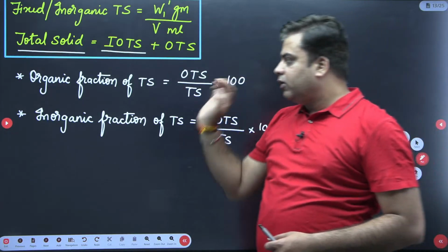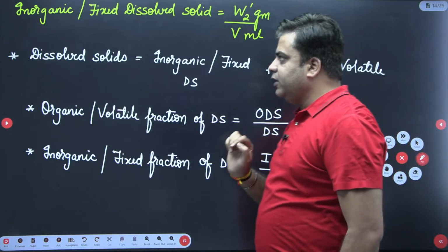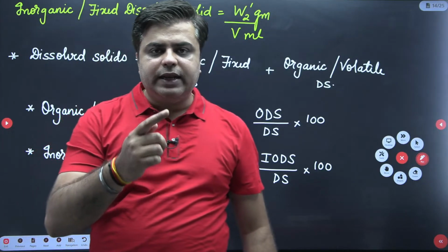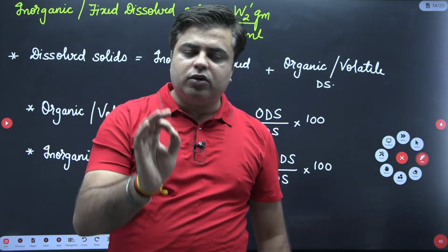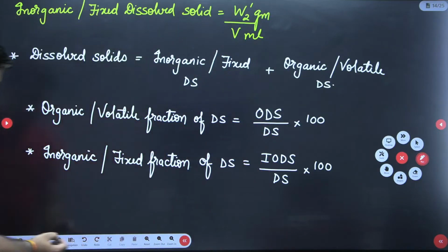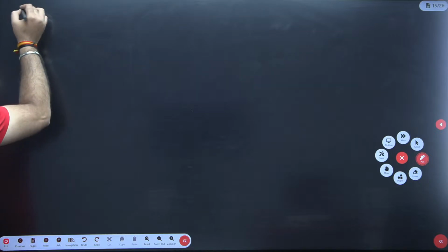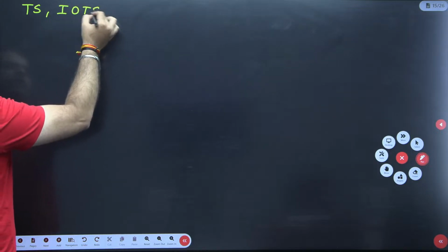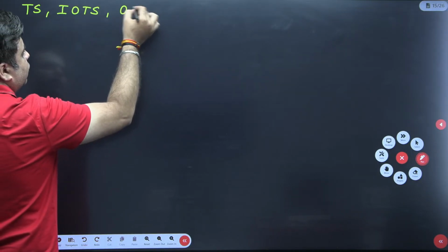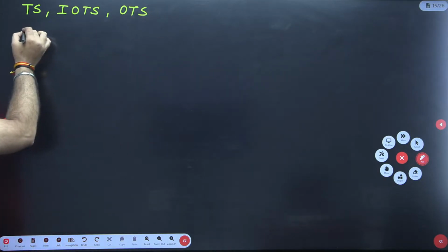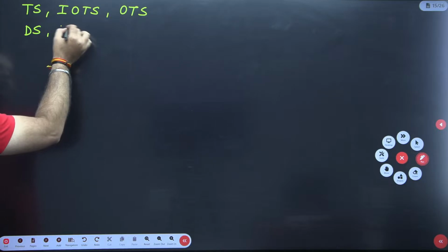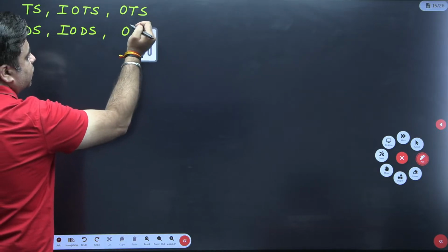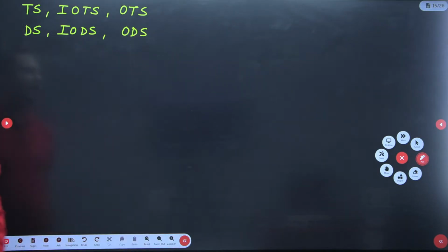Okay. Now, after this, what all things we know? We know organic total solids, we know inorganic total solids, and we also know the concentration of total solids. So I will write down, it will be easier for you. I know the concentration of total solids, the concentration of inorganic total solids, and the concentration of organic total solids, right? Then I know the concentration of dissolved solids, the concentration of inorganic dissolved solids, and the concentration of organic dissolved solids.